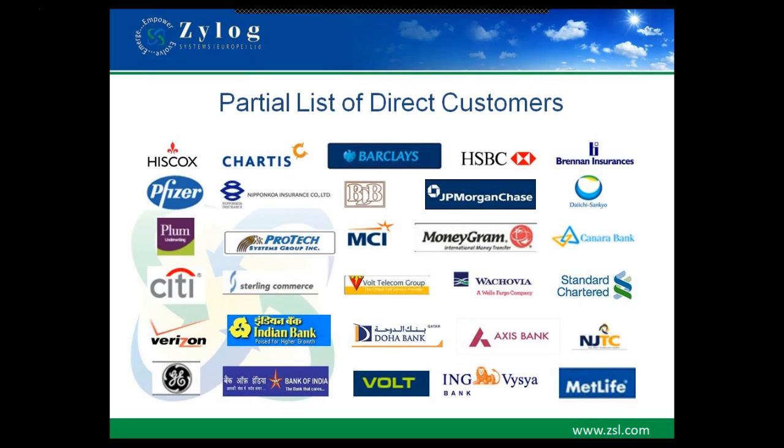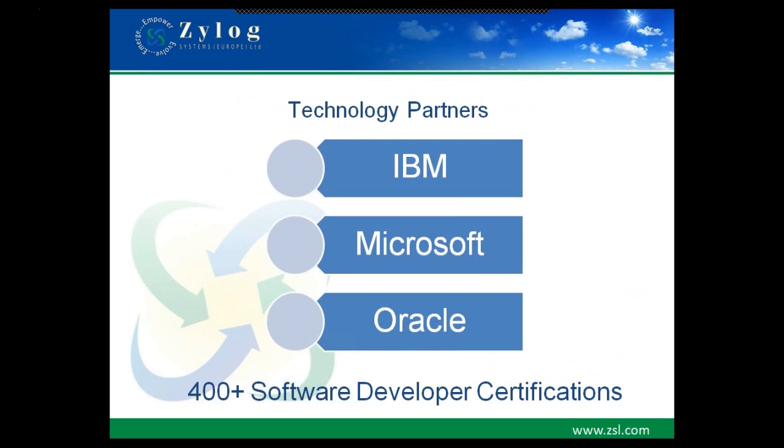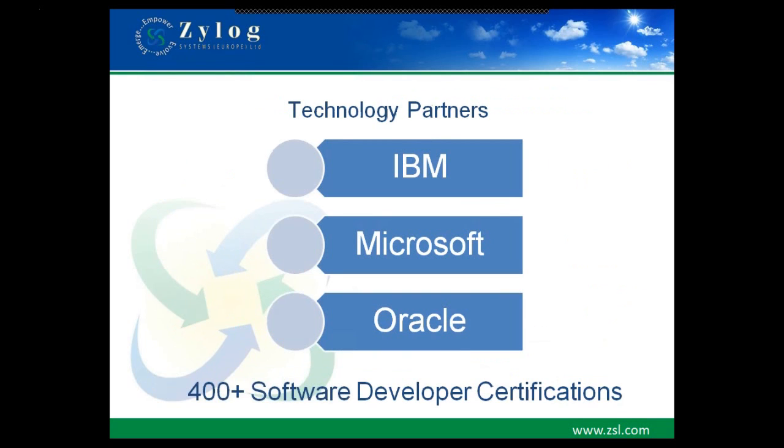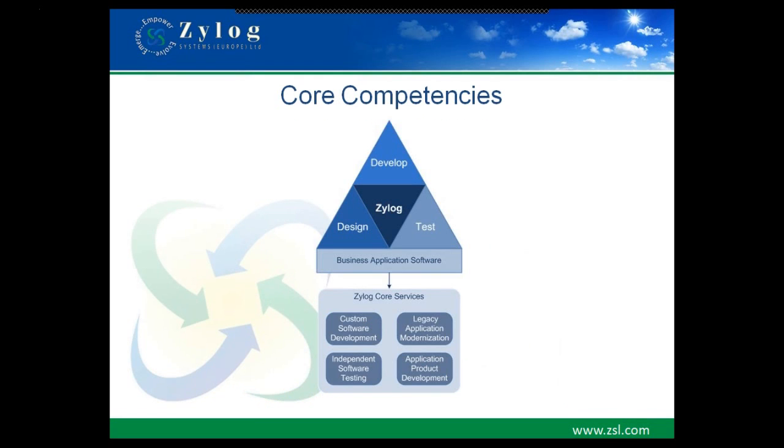This is a partial list of our direct customers. So we have experience in many verticals like finance, insurance, retail, etc. And we are also aligned with some technology partners like IBM, Microsoft, and Oracle. And we have more than 400 software developer certifications, which are split across these many areas to enable our clients to meet their projects.